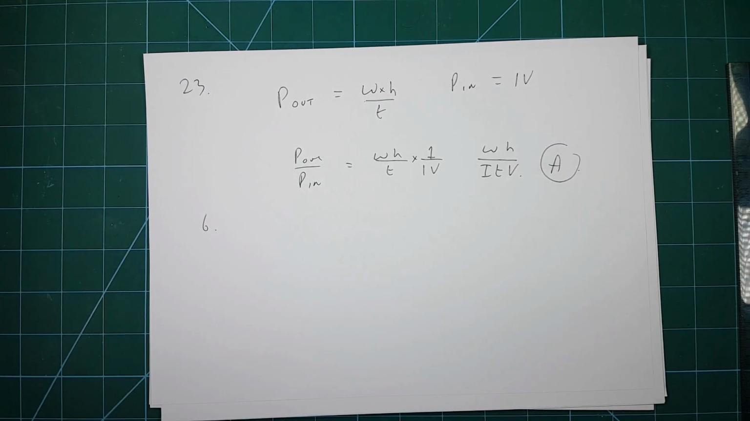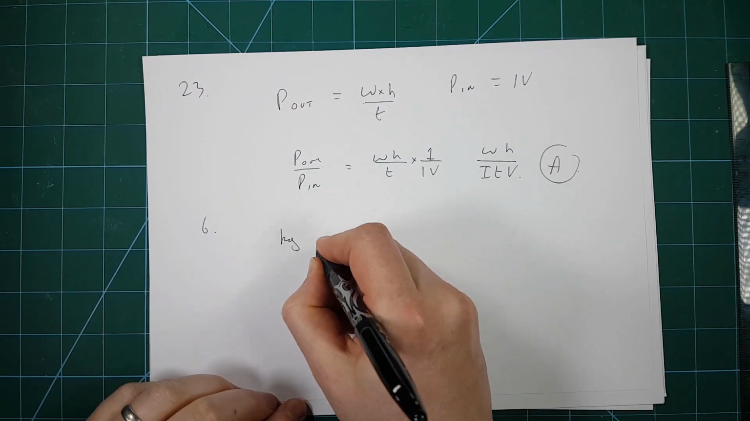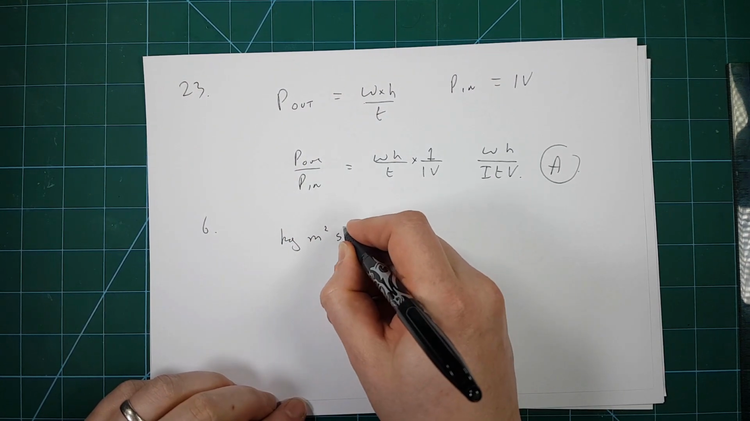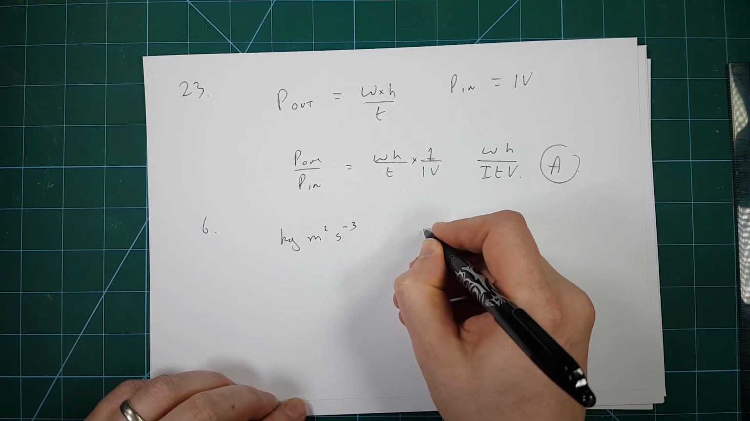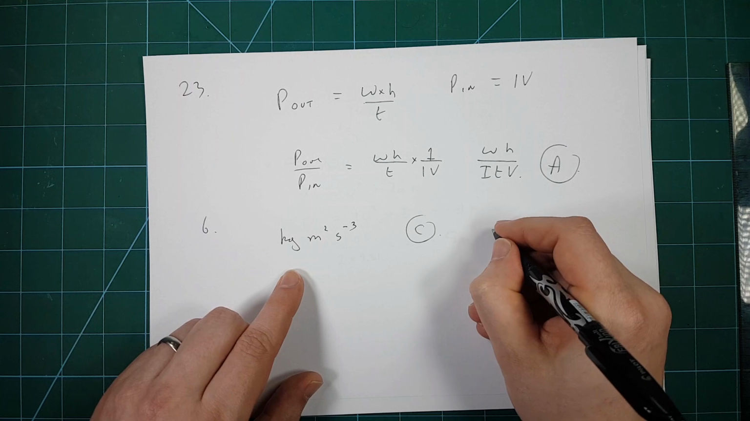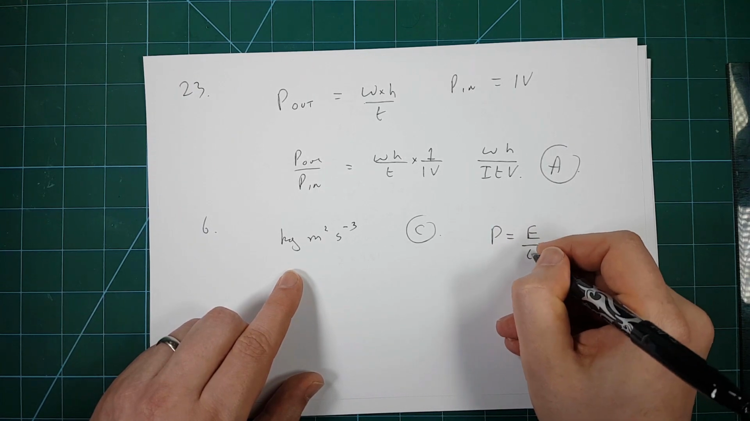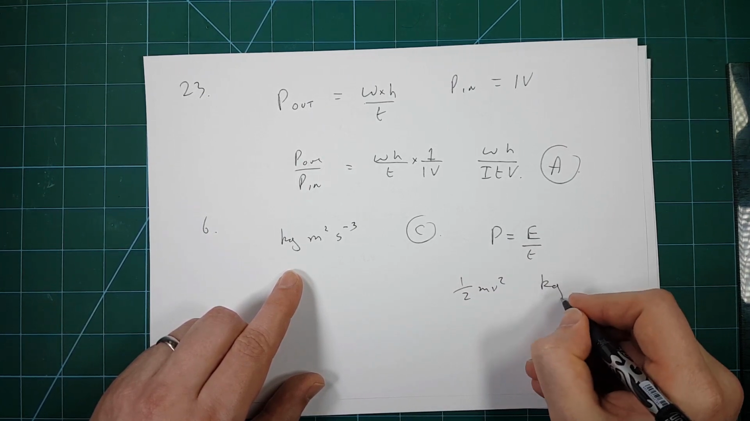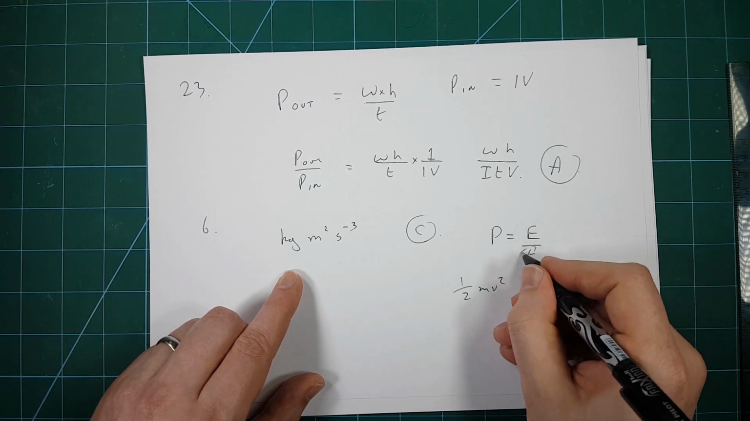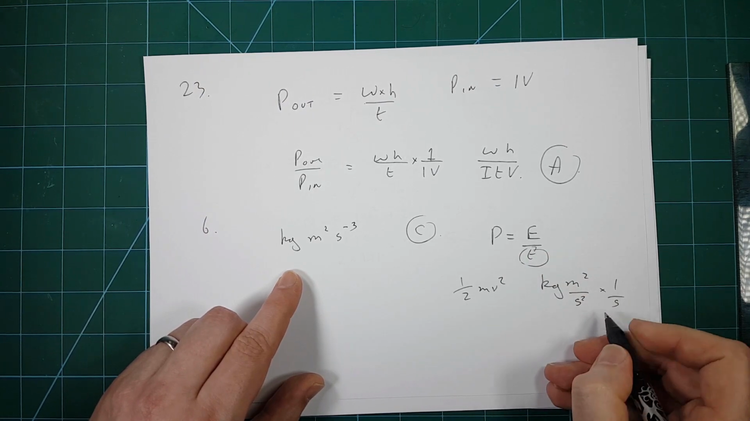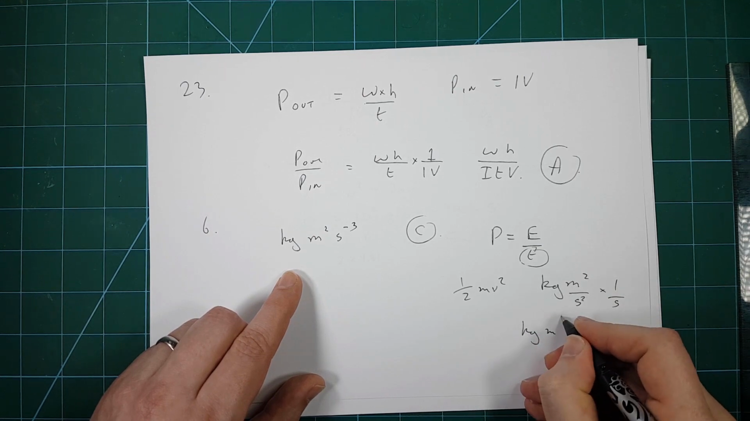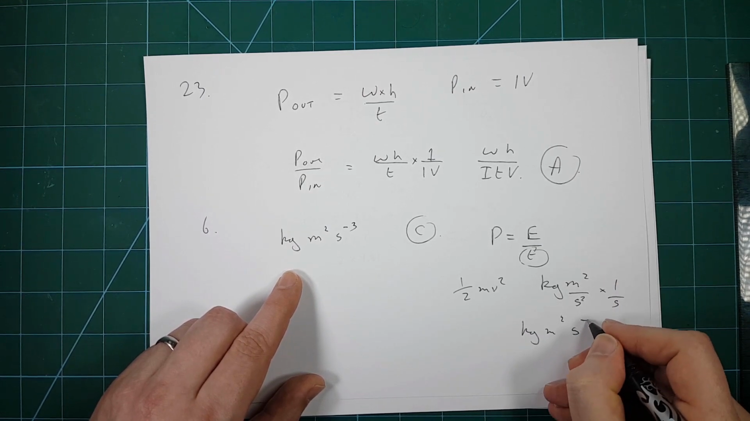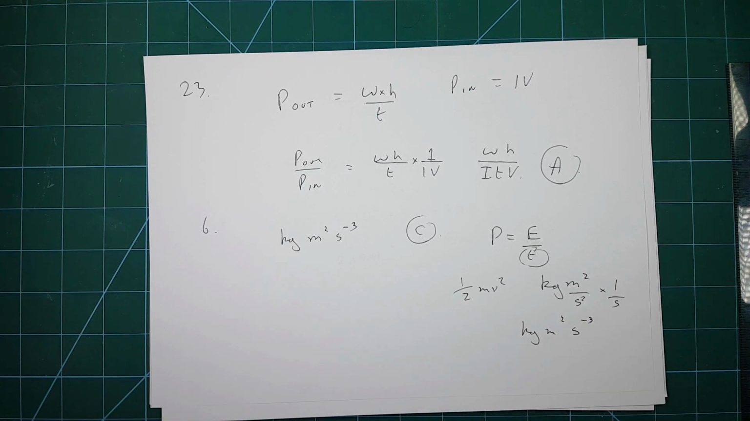Question 6, this one comes from the same paper. Mechanical power, well, that's just a basic units one, is kilograms meters squared second minus 3, which is answer C. You know that because power is equal to energy divided by time. An equation for energy would be a half mv squared, which is a kilogram meter squared over second squared. You've got to divide by an extra time here, so you get an extra second on there, so you get a kilogram, you got meter squared from there, and you got 3 seconds there, so minus 3 there.